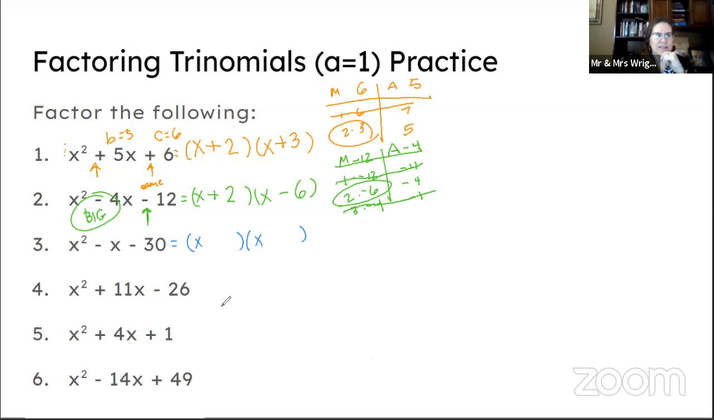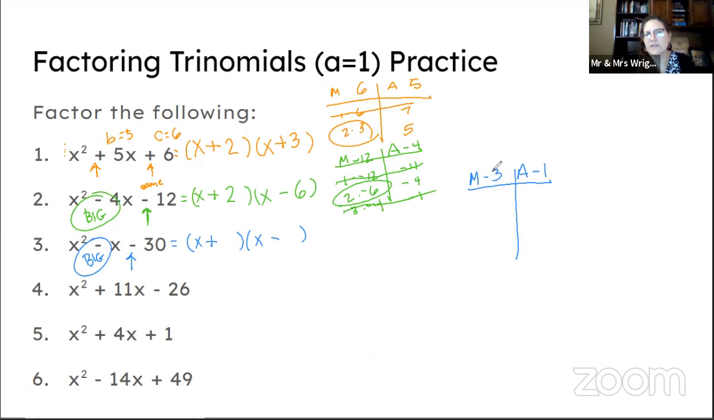Leading term is going to be x for both of these. I can see already that I'm going to have opposite signs, a plus and a minus, and that my bigger term is going to be a negative. So let me write a little chart right here. I want to multiply to be negative 30, or my c value right here, and I want to add to be my b value. Well, what's my b value? It's going to be the number negative 1. When you don't see a coefficient, remember that's an implied number 1.